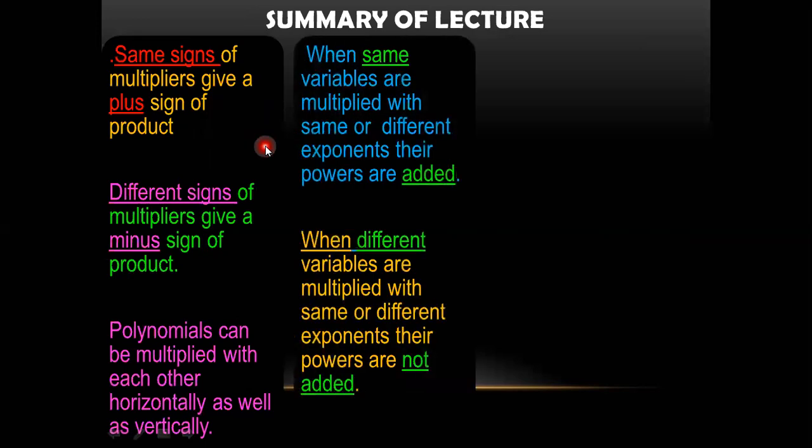Then we have learned that when same variables are multiplied with same or different exponents, their powers are added. जैसे x into x multiply हुआ तो powers add होकर x square answer होगा. But when different variables are multiplied with same or different exponents, their powers are not added. For example, when x will be multiplied with y, their powers will not be added, they will remain x into y.